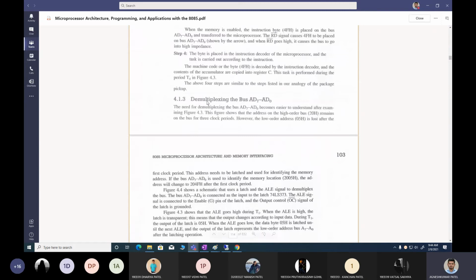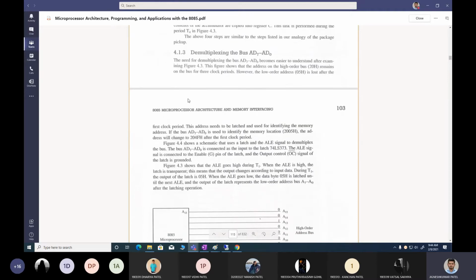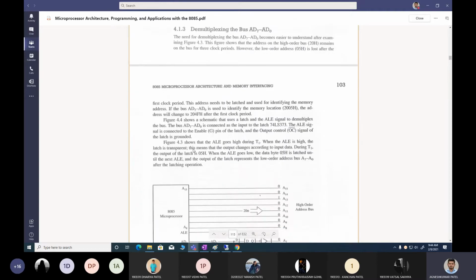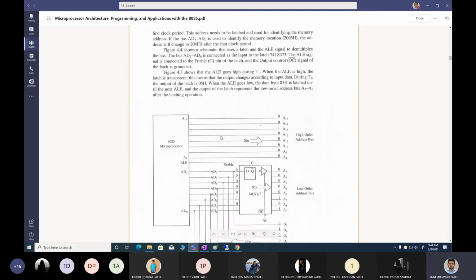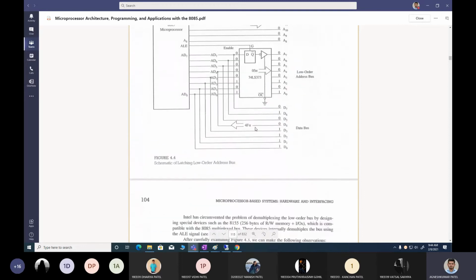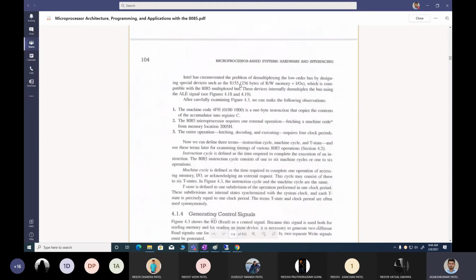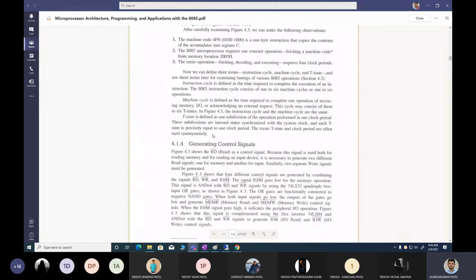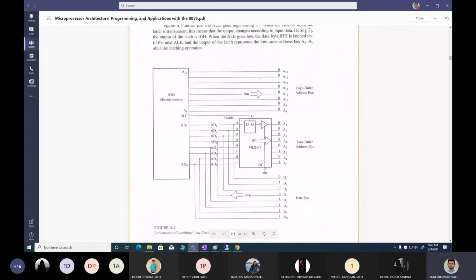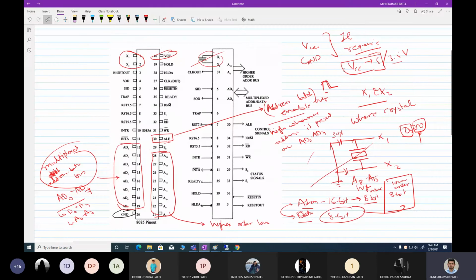Draw the figure of demultiplexing the bus AD0 to AD7 and explain demultiplexing. At that time you should write the theory like this: when ALE goes low, at that time the address will be there and the address will be held. So this is the theory and this is the figure. You do not have to write this whole thing, but just conceptualize it: how data would be separated, how the address would be separated. So this is how you can use your ALE signal to separate out your address from the data.